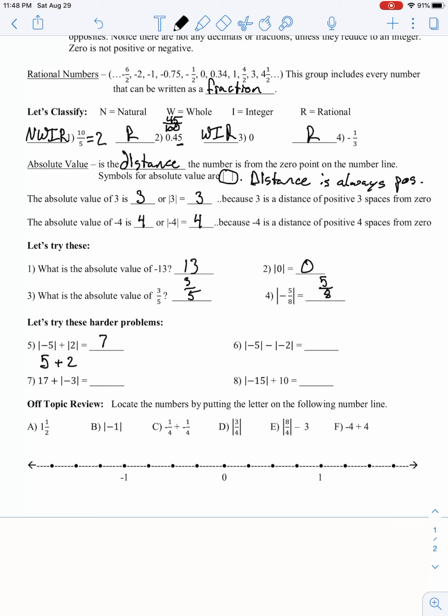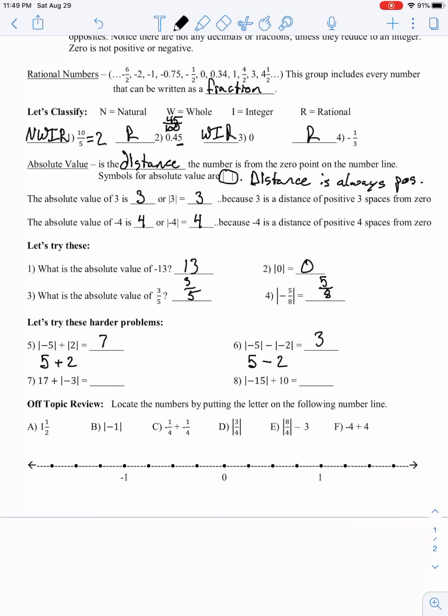And these will work with any operations that we have. So notice we're not adding anymore, we are subtracting. So we're going to take care of our absolute values first. So the absolute value of -5 is 5. Bring down our subtraction. And the absolute value of -2 is just 2. So here we've got 5 minus 2 is going to give us 3.